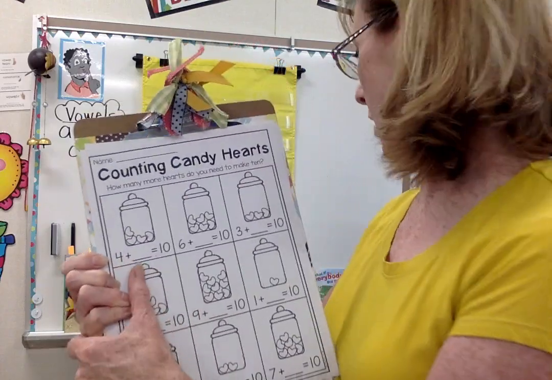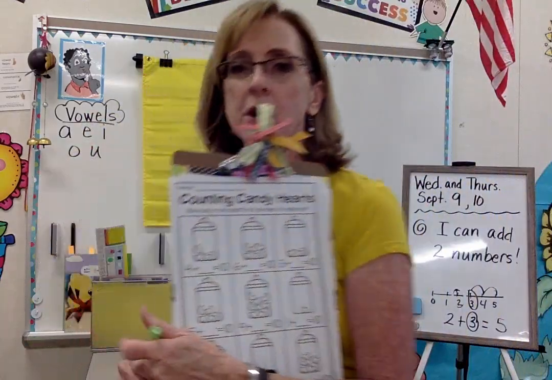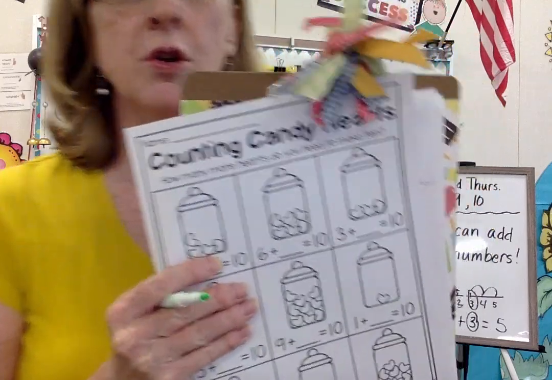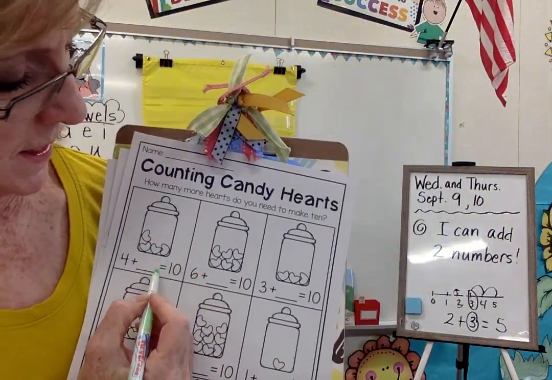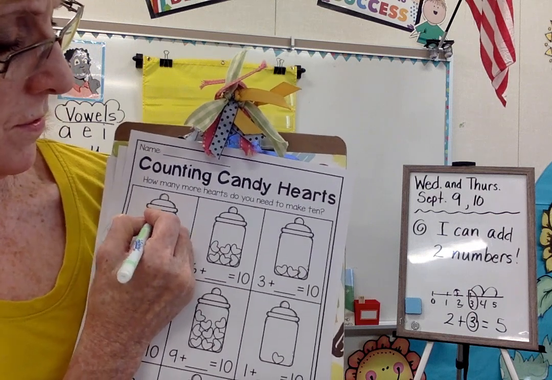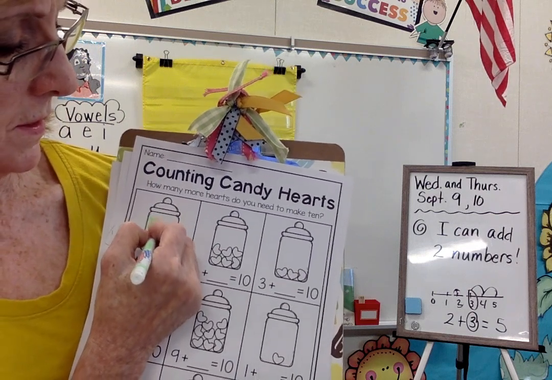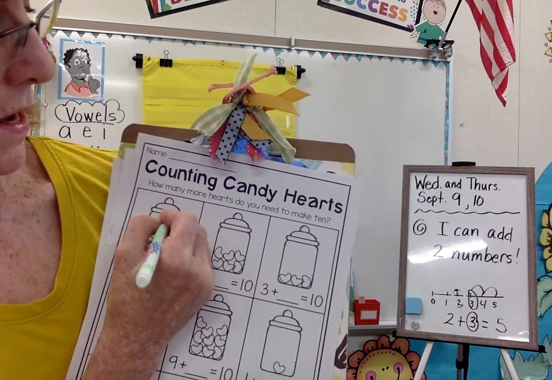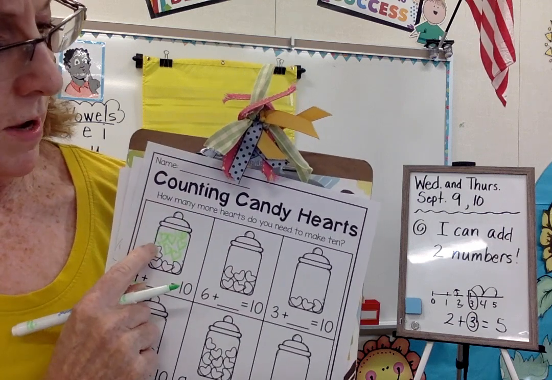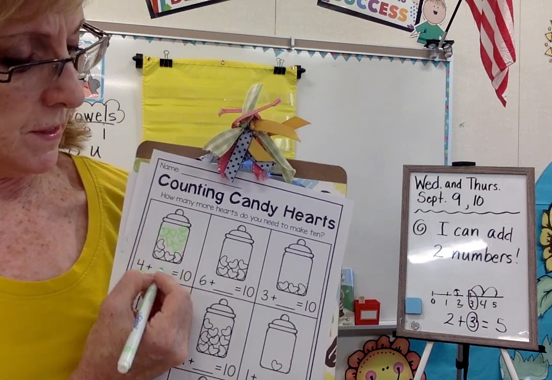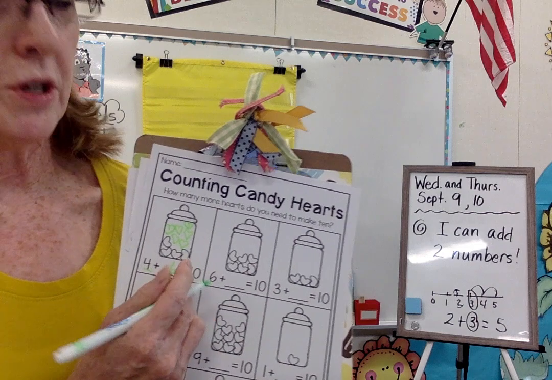So 4, and I'm going to use my green marker here. If I have 4 candy hearts to begin with, I'm going to show you. 4 candy hearts, I need to get to 10. So I'm going to start with 4, 5, 6, 7, 8, 9, 10. Okay? And then I'm going to count how many I added there. 1, 2, 3, 4, 5, 6. I added 6 more to get to 10.